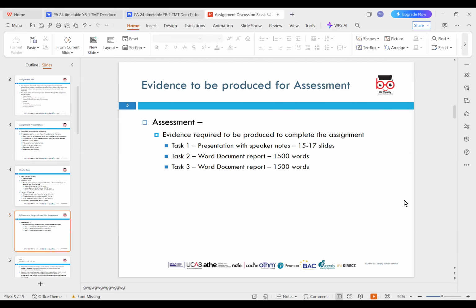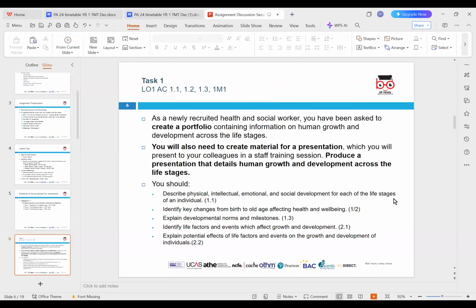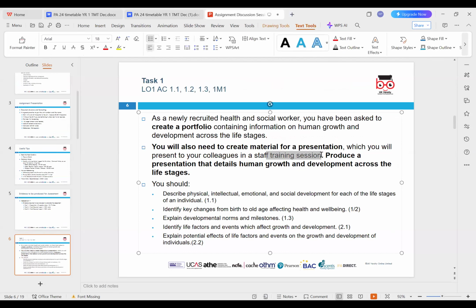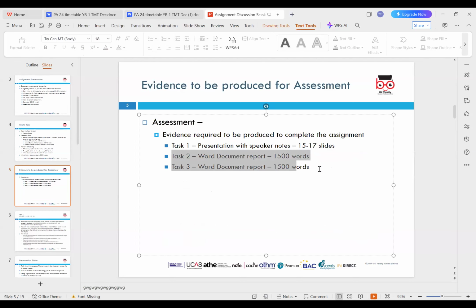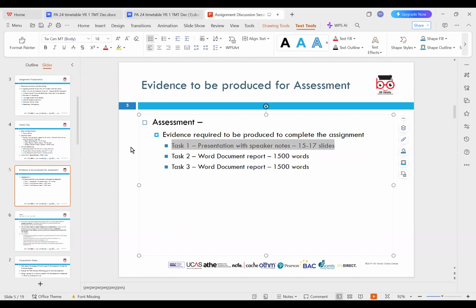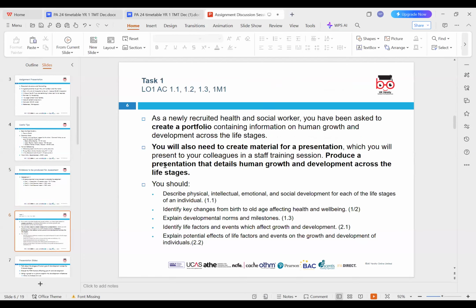Exactly. So the presentation, if you can see my slides, is all about this training session that you will conduct with the staff. This is what you need to do for the presentation. This is not for the Word document, this is not for the other two tasks.